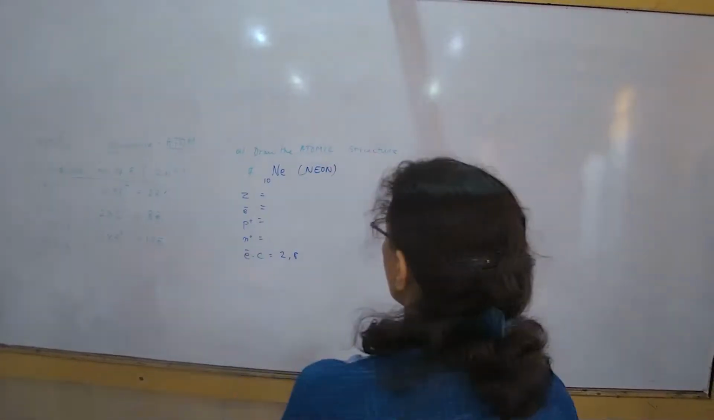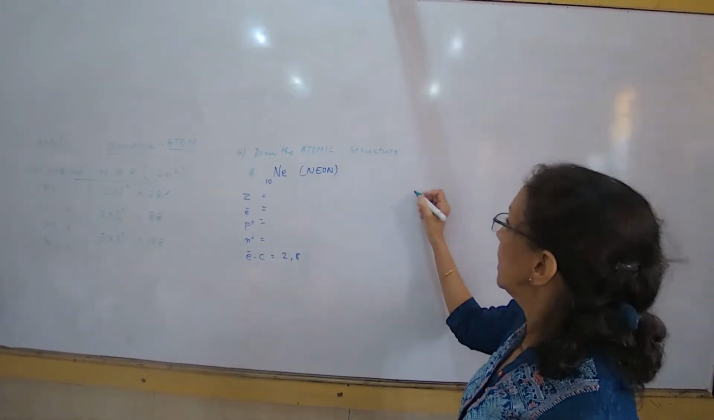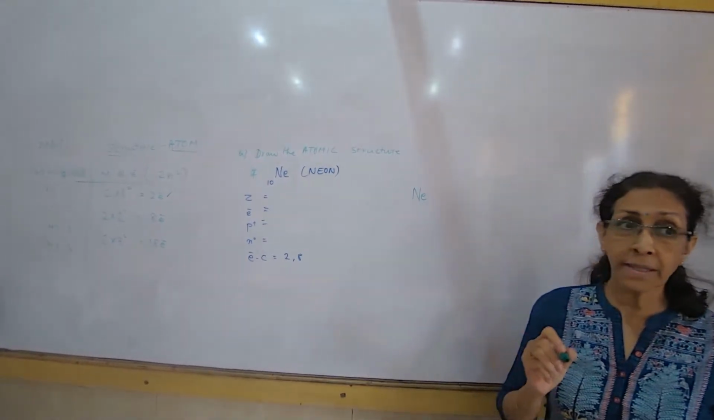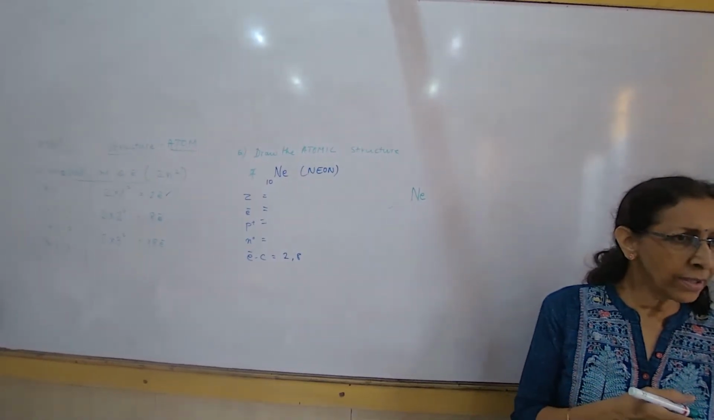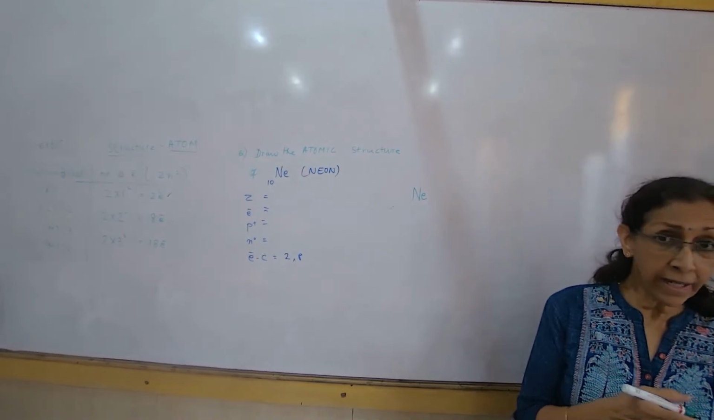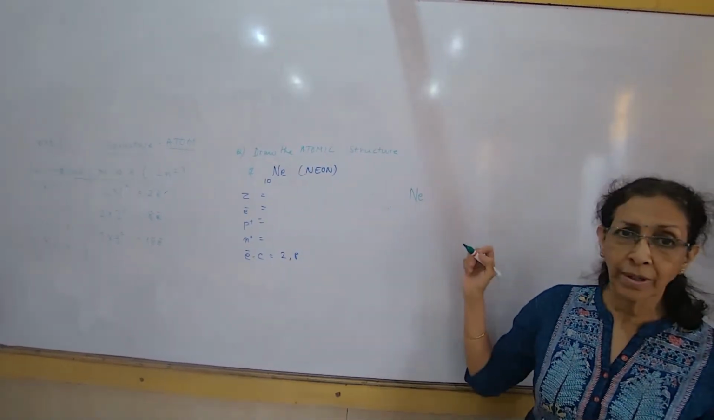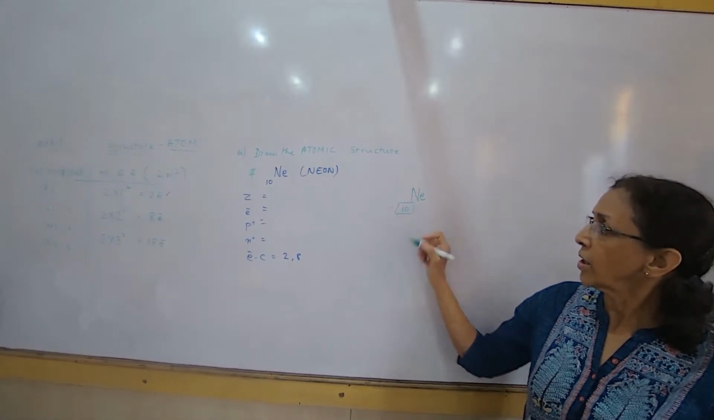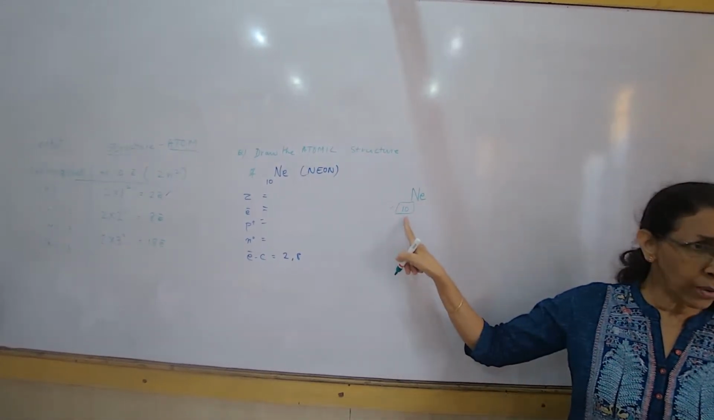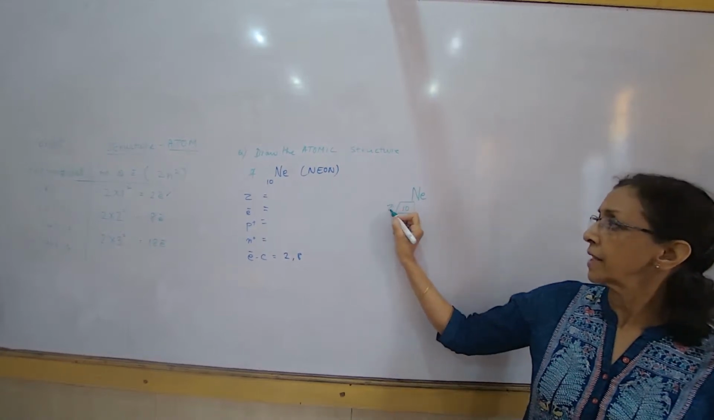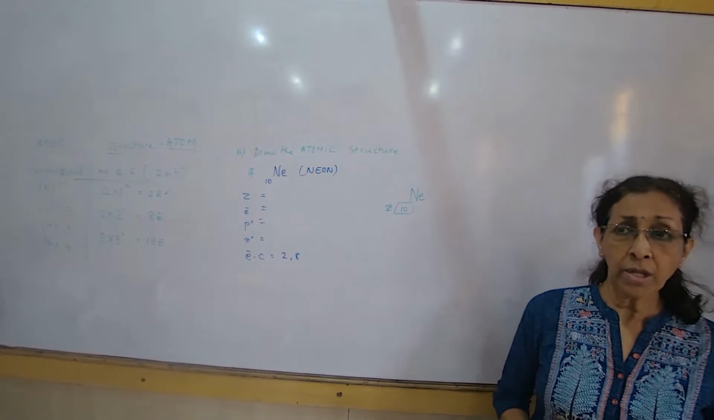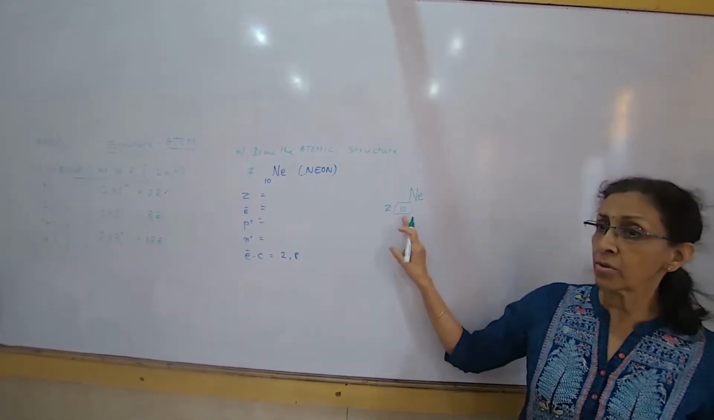We have seen that, let us say for neon, what is the atomic number for neon? Where did we write it, above or below? Below. So this is where you will write it, as 10. Any number which is written below is the atomic number, which is Z.